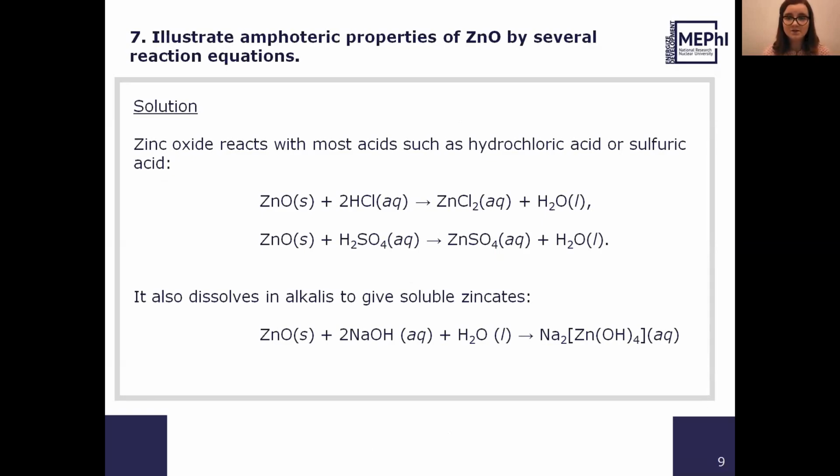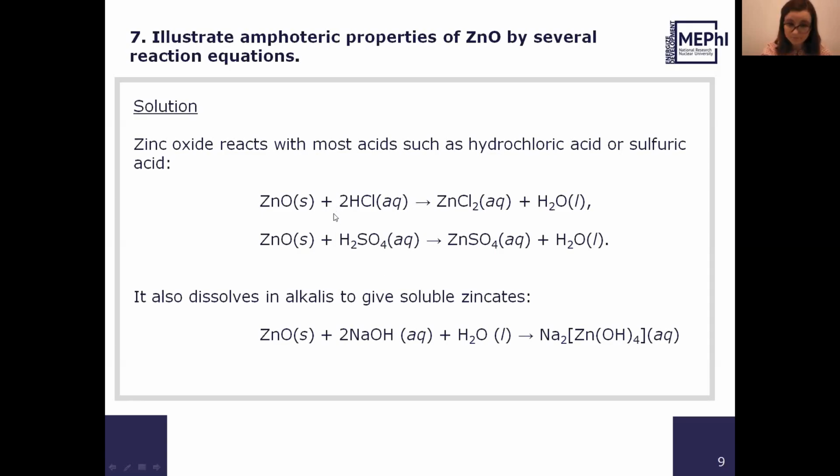Number 7. We have to illustrate amphoteric properties of zinc oxide by several reaction equations. Well, as we know, substances that show amphoteric properties can react with both acids and bases. And so we have to write the reaction equations of zinc oxide with some acids and some bases.